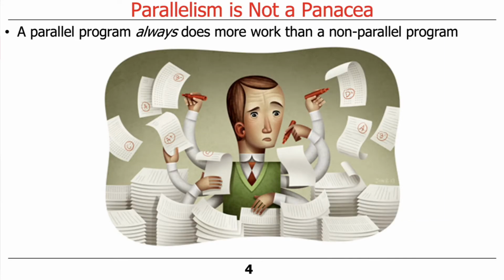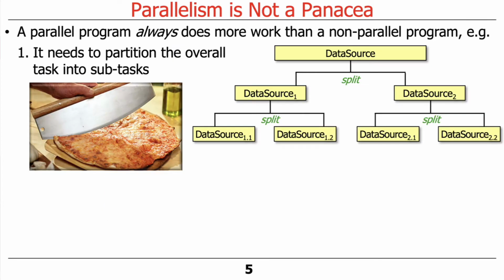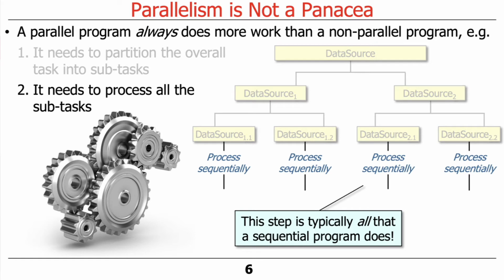So the first thing to note is that parallelism is not a panacea, right? It's not a cure-all for everything that ails you. A parallel program will always do more work than a non-parallel program. In particular, it needs to partition the overall task, the original data source, up into subtasks, so that takes some time to split things. And then, of course, it needs to process all the subtasks in parallel, and that's typically what you would do in a sequential program. In a sequential program, you just do work. You wouldn't have to split, for example.